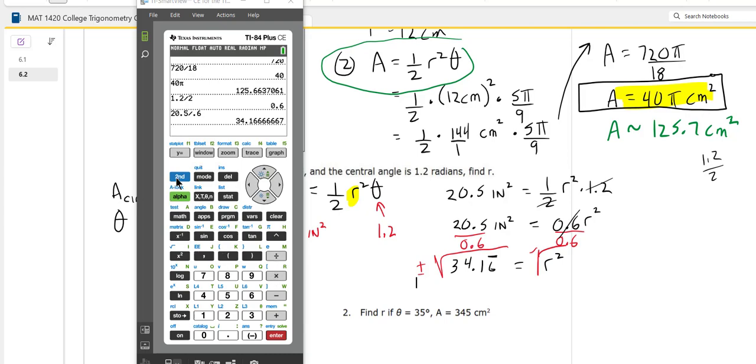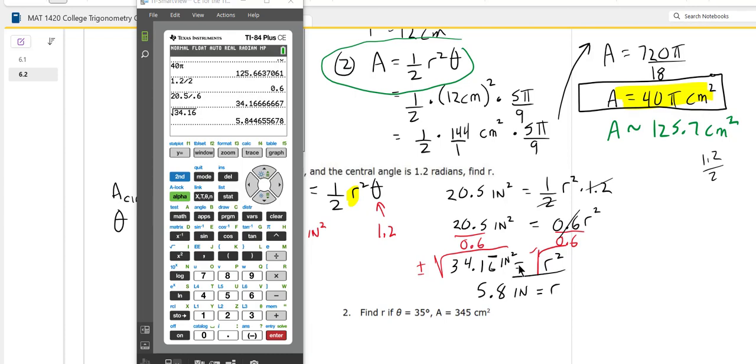So what I'm going to do is just take my calculator and take the square root of 34.16, do that square root, and then I'll just round that off, so that's about 5.8. And by the way, I meant to do this, if you carried those inches, if you do the square root of square inches, the square root of anything squared is itself, so it's kind of good to see how those units work out. We expect the units of the radius to be in inches on this problem.